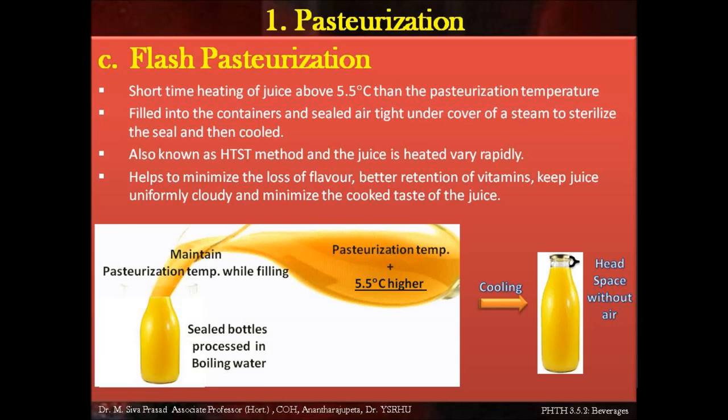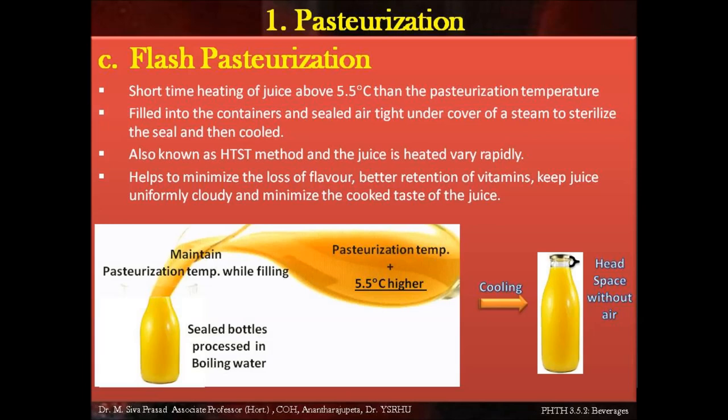The names of the methods of pasteurization give an indication of the process involved. In the first method, holding pasteurization, the pasteurization is carried out when the bottles are holding the juice. The second is the overflow method, where you fill the juice up to the brim, using juice at a temperature over and above the pasteurization temperature. That is the overflow method.